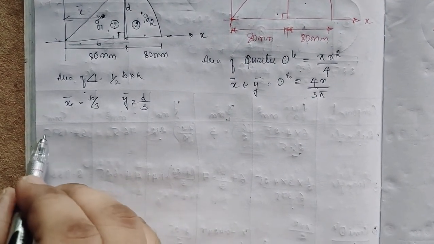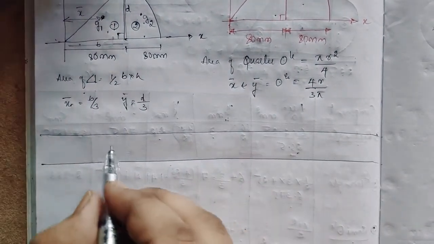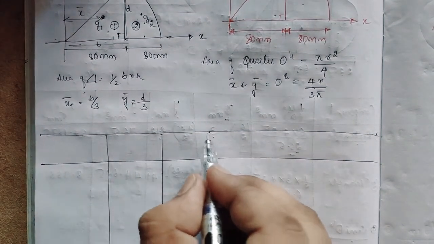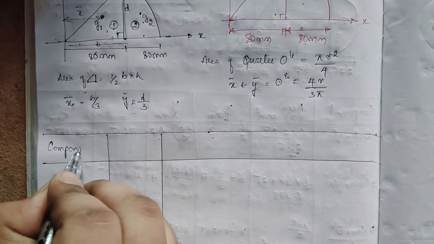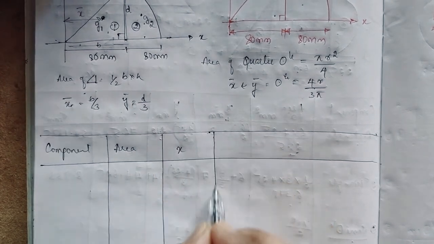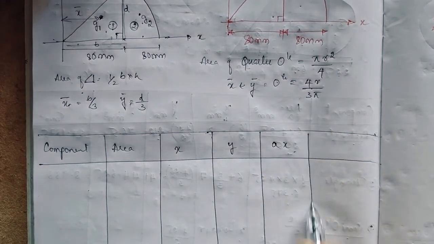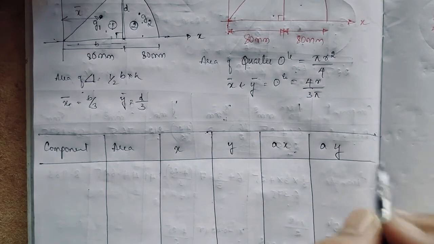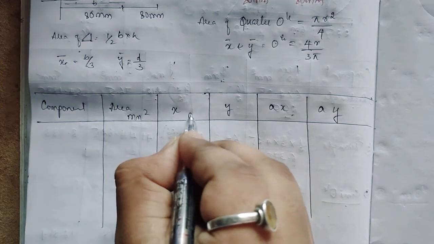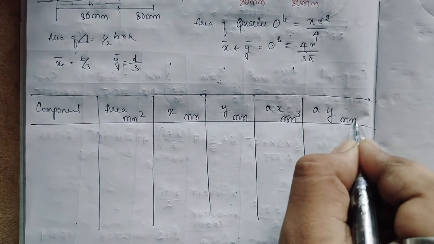Now I'll take the tabular column. What I want: components, area, the value of x, the value of y, ax, and moment of area in y direction as well. The units are mm square for area, and mm cube for both moments of area.